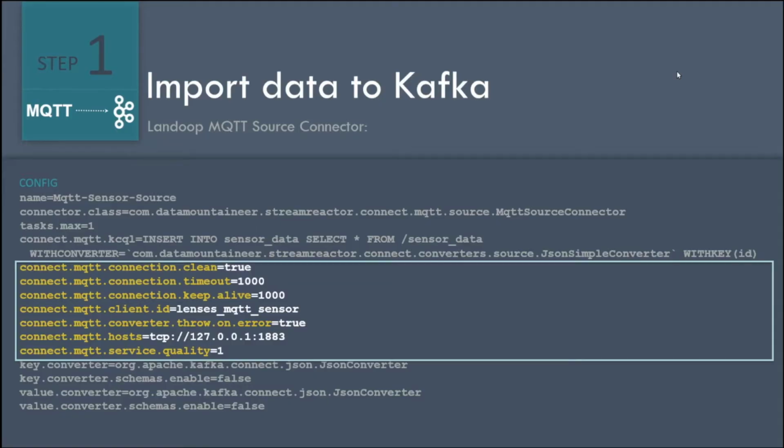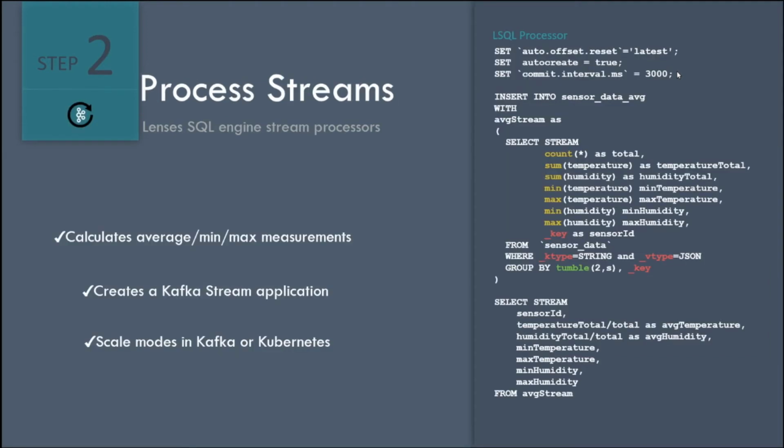Now that we have the data ready, we can move forward to actually write our LSQL processor. On the right hand side, we have the entire LSQL code for our processor. The processor is supposed to calculate min, max, and average temperature and humidity for each sensor over a window of 2 seconds. I'm not going to go into all the details about LSQL. You can find more on the documentation page.